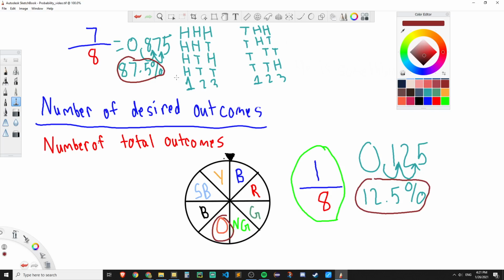Just a little quick fun fact. If the probability is closer to 0, that means it's less likely to happen. If it's closer to 1, then that means it's more likely to happen. Just a little fun fact.